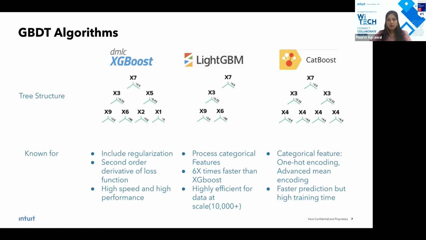The last one is CatBoost, which is short for categorical boosting. Now, CatBoost grows the tree symmetrically. You can see that the tree structure here and here are similar. And because of this structure, its prediction time is very fast. But then it uses a lot of memory and it has very high training time. In fact, it has higher training time than LightGBM and XGBoost.